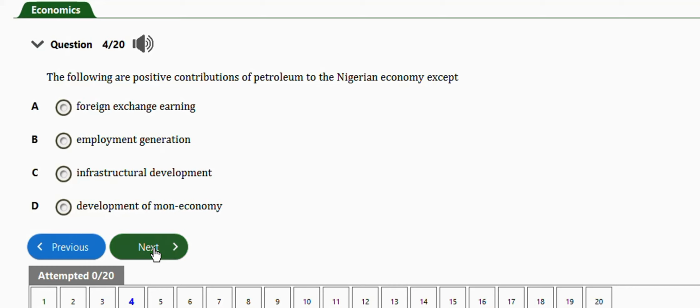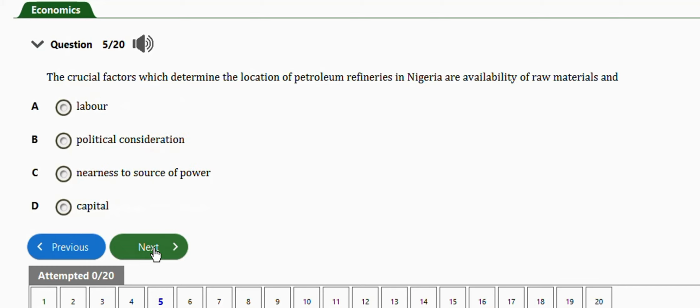Okay, next question says the crucial factors which determine the location of petroleum refineries in Nigeria are availability of raw materials and reliable political consideration, nearness to source of power capital. So the right answer is option C, raw materials and nearness to source of power.